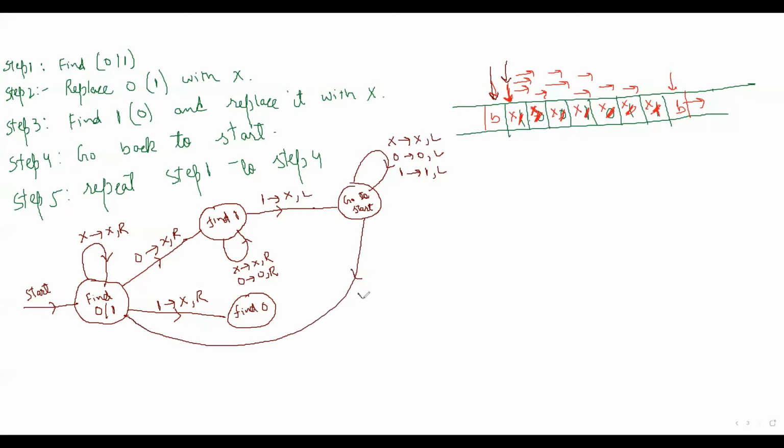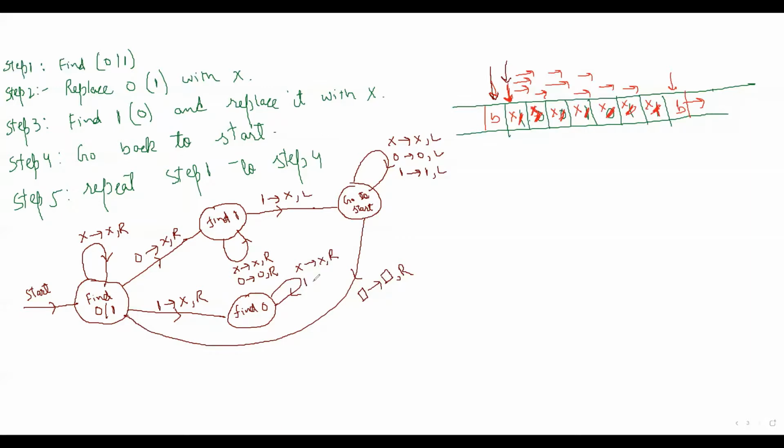So if it is blank, we will replace blank with blank and go right. So then repeat this. So this is repeat step 1 to 4. Likewise, find 0. If we have to find 0, that means if there is x, we will ignore it.